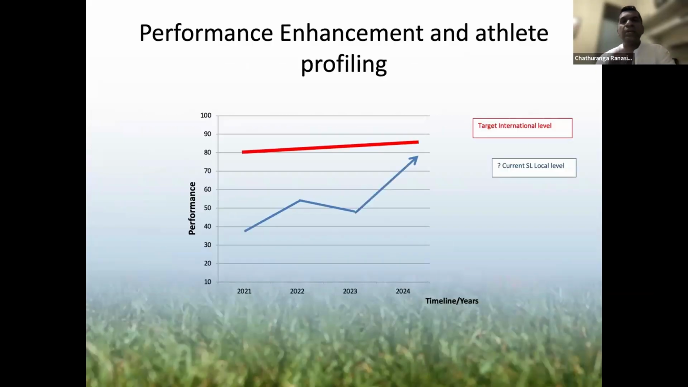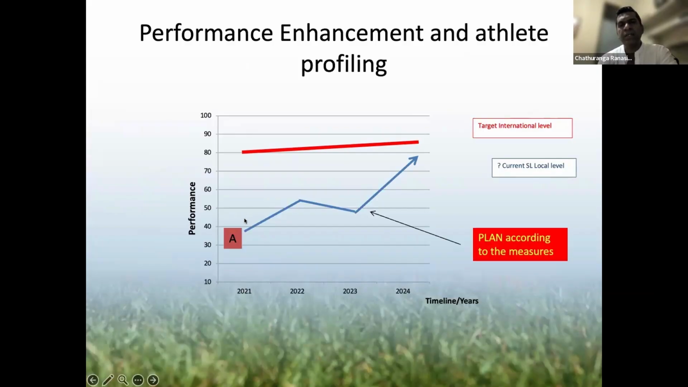So this red line shows, the y-axis shows the performance and the timeline. We want to get this athlete from A to B in this process, where he wants to achieve maybe the red line. In getting from A to B, you need a lot of training interventions, medical support, psychological support, nutrition interventions to get there. So that's what we do.